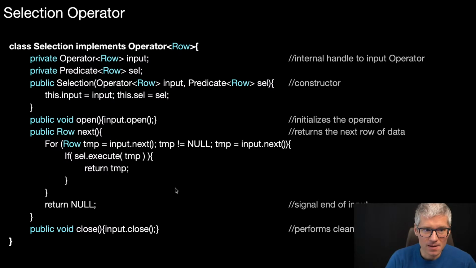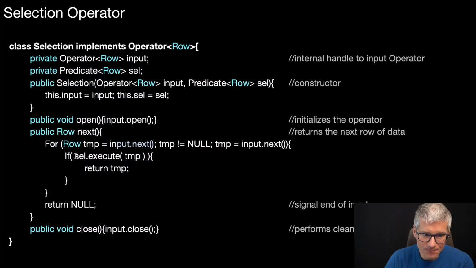So how would that work for a selection operator? Again, the selection operator has an input that happens here. It has a predicate, so I assign that. Open is also called on the input. Close is called on the input, same as for the projection. And if next is called, well, I iterate over the input, input.next, input.next, as long as it's not null.